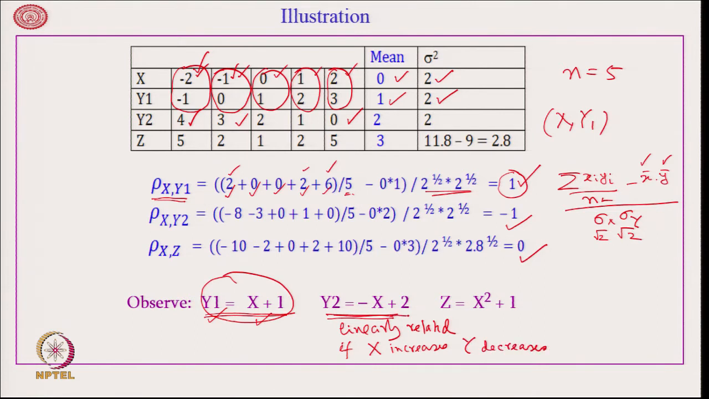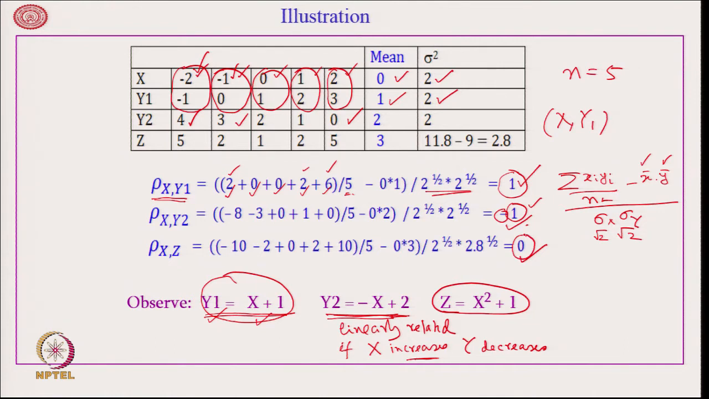Because they are perfectly linear, the magnitude of the correlation is 1, but because increasing x means decreasing y, we get a negative sign there, that is, it is negatively correlated. That is very clear from this value. Now, if we consider the correlation of x and z, we can see that their relationship is z equals x square plus 1. Therefore, there is no linearity between them, and therefore, we can see that the correlation between them is 0.